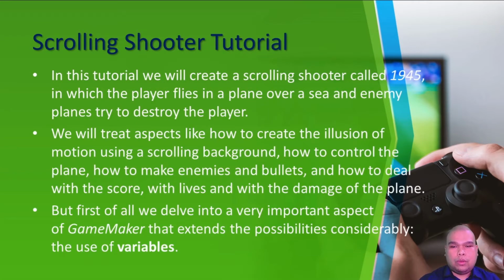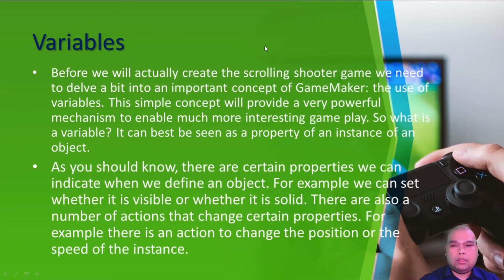During the game, the number, variety, and strength of enemies increases, making it harder and harder to survive. So in this tutorial, we will be creating a scrolling shooter game called 1945, in which the player flies in a plane over a sea and enemy planes try to destroy the player. We will treat aspects like how to create the illusion of motion using scrolling backgrounds, how to create the plane, how to make enemies and bullets, how to deal with the score, with lives, and with damage of the plane. But first of all, we delve into a very important aspect of GameMaker that extends the possibilities considerably by the use of variables. Okay, so first, variables.